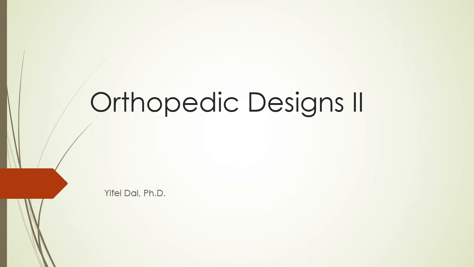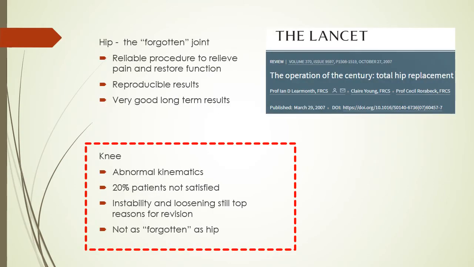Hello students, today we are going to continue part 2 of the lecture on orthopedic designs. We are going to mainly focus on hip and knee, and just a very brief overview of the two joint replacements. Hip has been really successful, the forgotten joint right now. The hip arthroplasty has been acknowledged as the most reliable procedure to relieve hip pain and restore function.